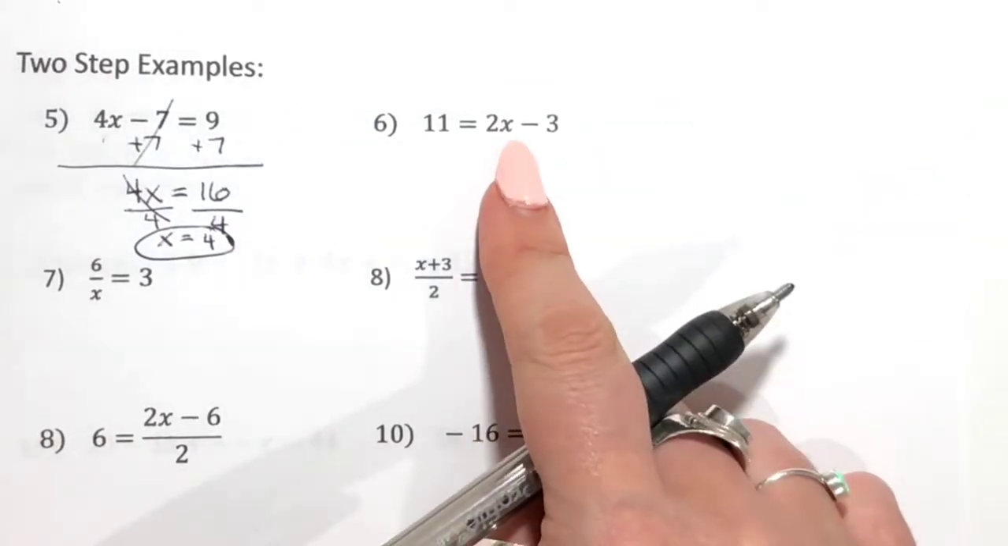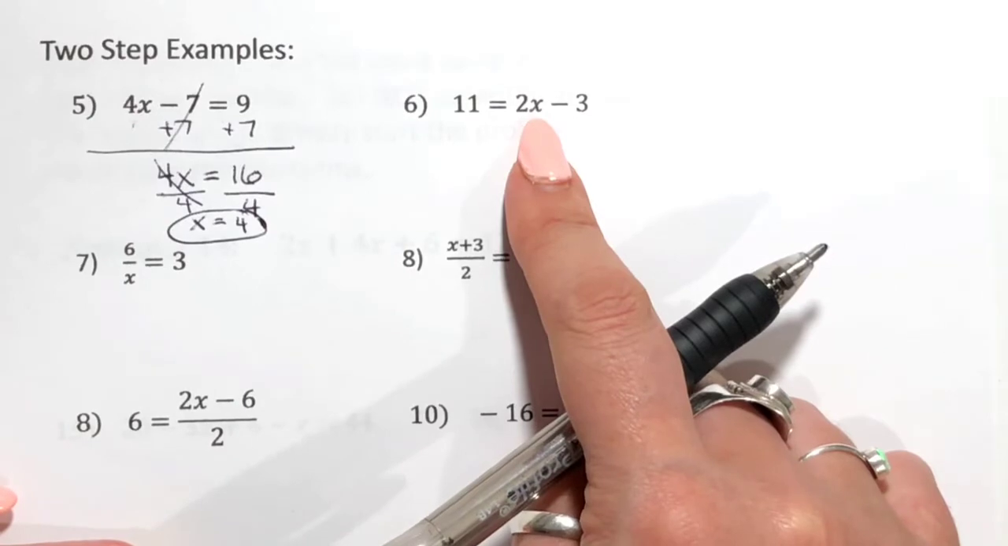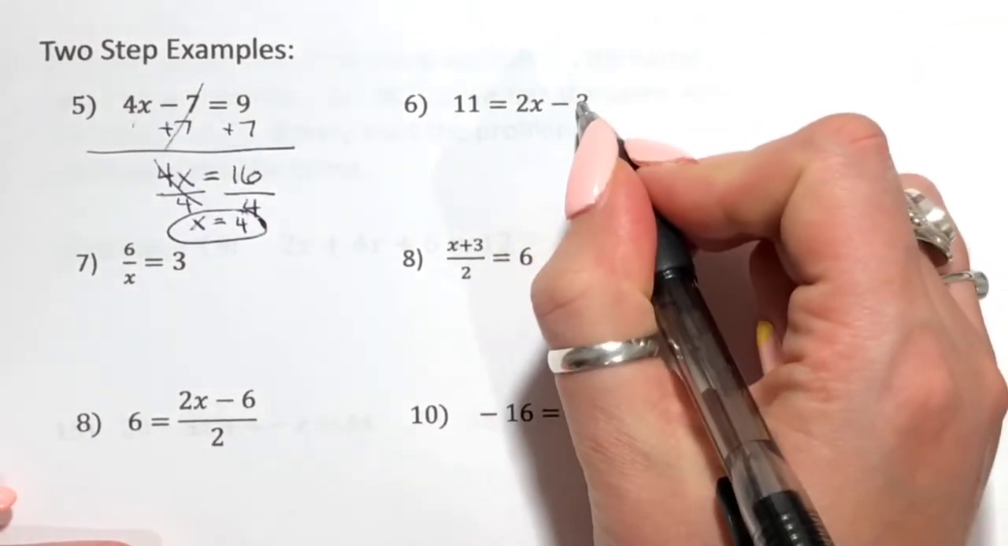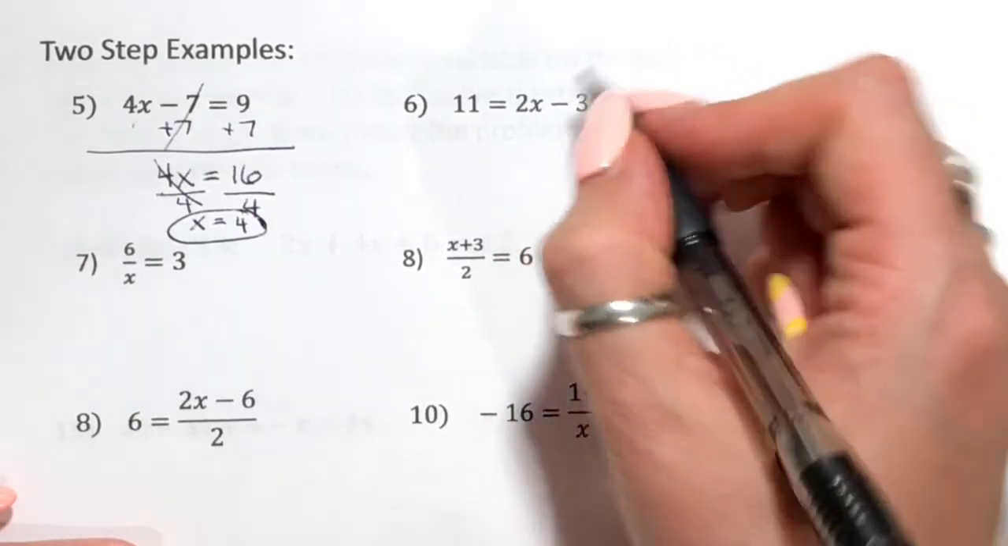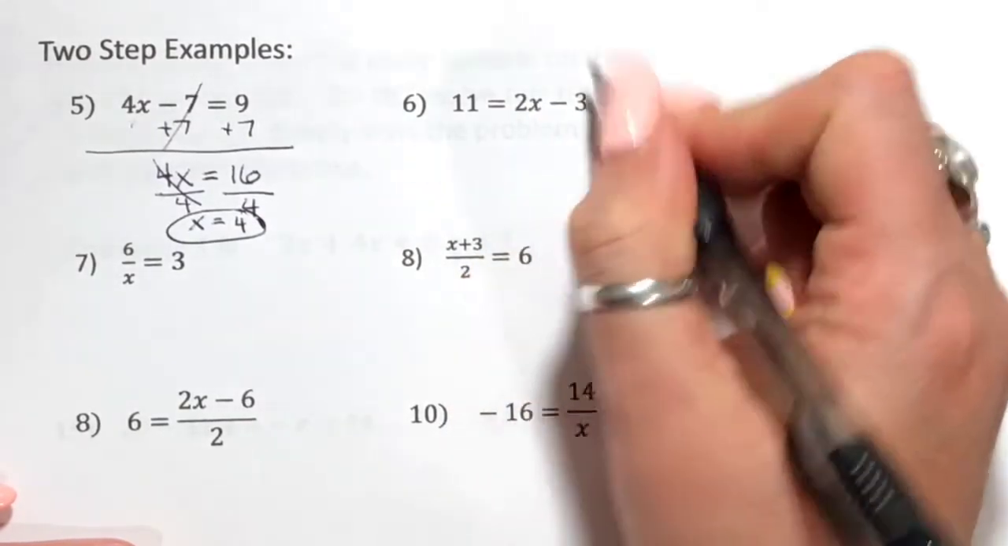Okay, let's try another one. This time x is on the right side of the equation, and that's fine, it doesn't matter. We're still trying to get this one alone. So again, when you have a multiplying and an add or subtract step, you need to do the add or subtract step first. That way when we divide by 2, we don't create a gross, messy fraction.